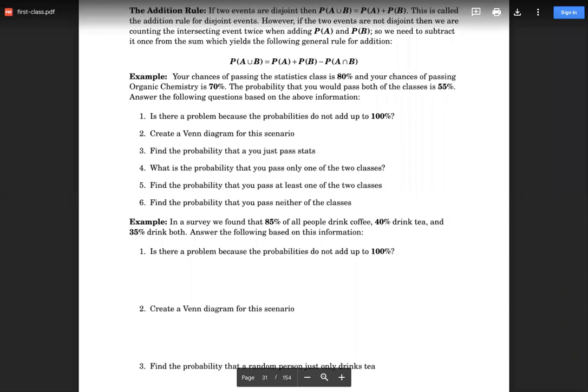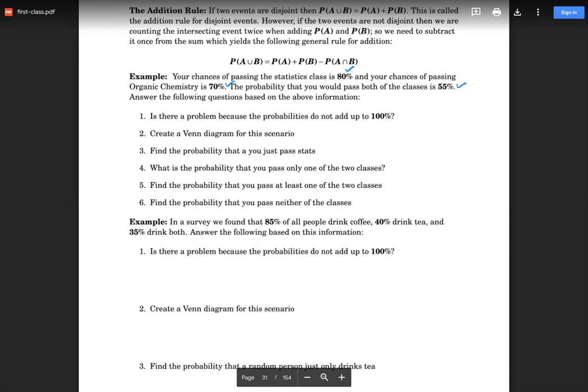We are going to use this formula. First, your chances of passing statistics is 80%, and your chances of passing organic chemistry is 70%. The probability that you'd pass both of the classes is 55%. Answer the following questions based on the above information.